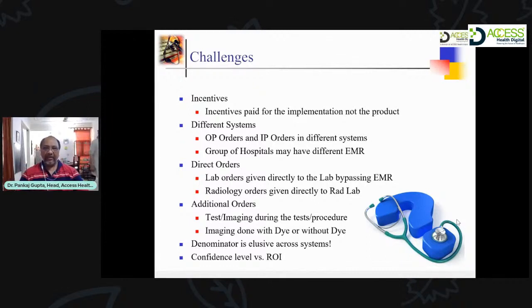The denominator can be elusive because the orders are outside the system. So the total number of orders given, if you have to calculate the ratio, you cannot calculate the ratio because the denominator is elusive. Then confidence level versus return on investment is another challenge: how do you figure out what the confidence level is and what the real return on investment is.